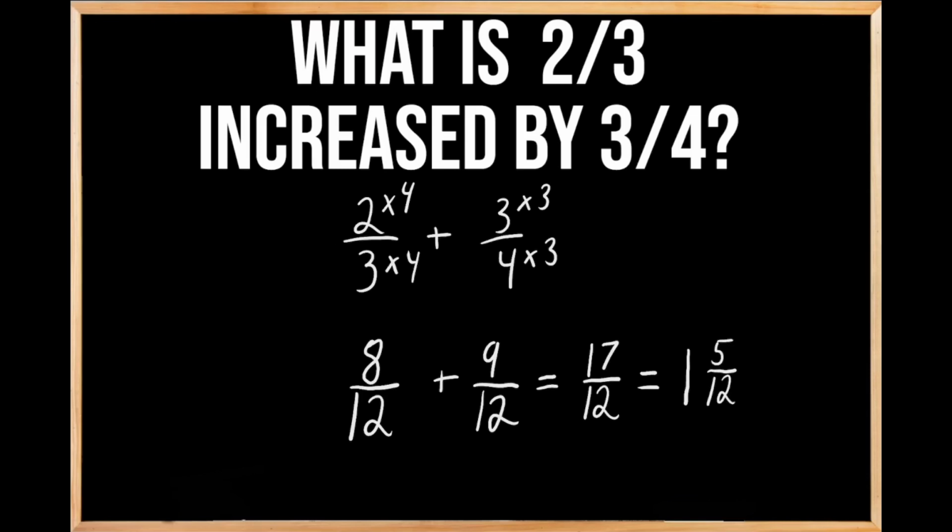And since there's no common factor between both 5 and 12 other than 1, we can't simplify the fractional part of this mixed number. So that means that when we increase the fraction of 2/3 by 3/4, we get the mixed number of 1 and 5/12.